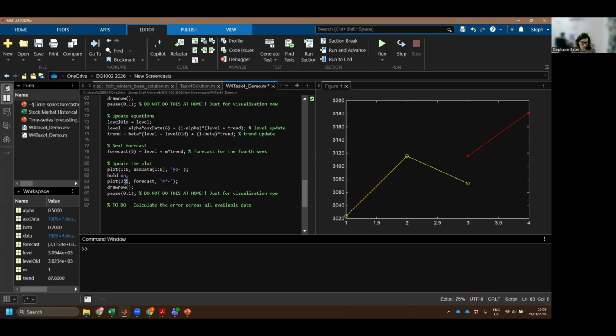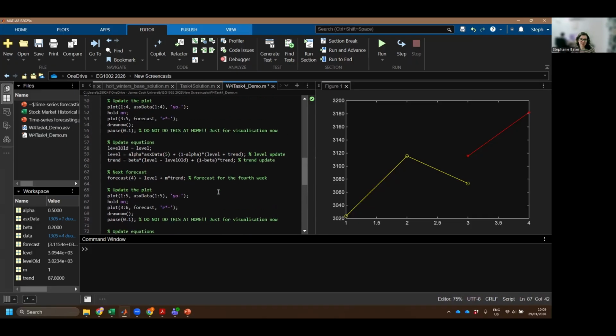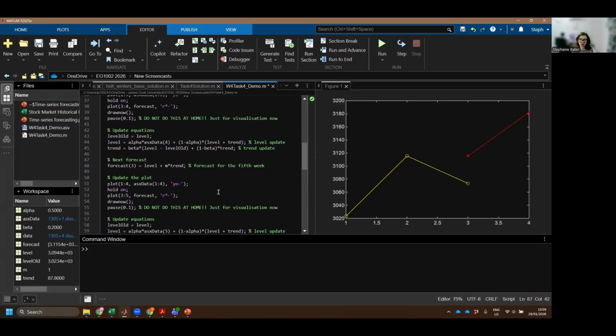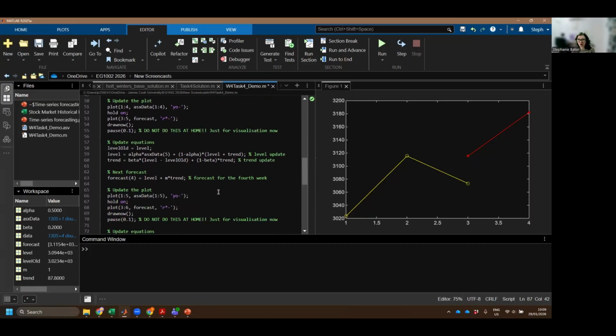So that's all of them done. Like I said, don't do that at home. You want to put that into a for loop instead and consider how you're going to actually use indexing with that for loop to do that change, rather than manually copying and pasting it for the 52 by 25 data points that you've got.